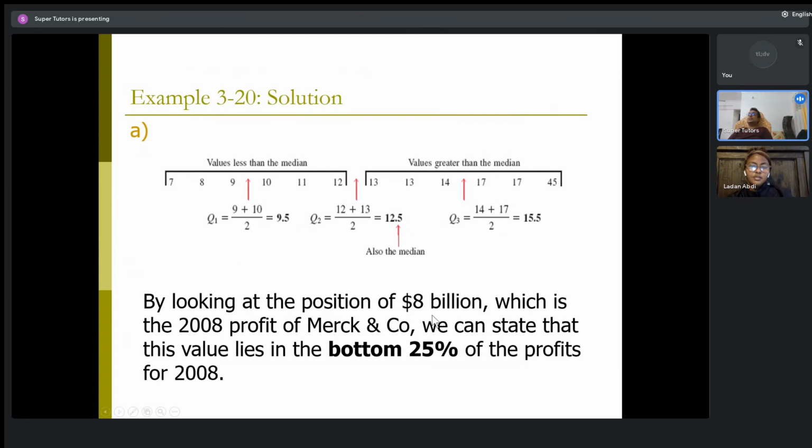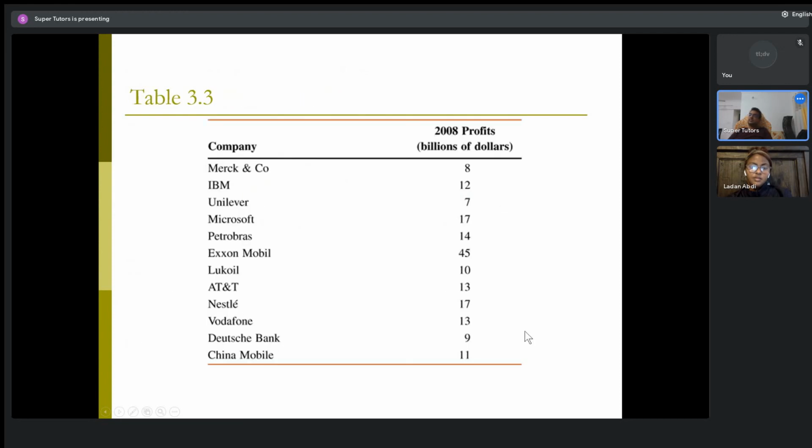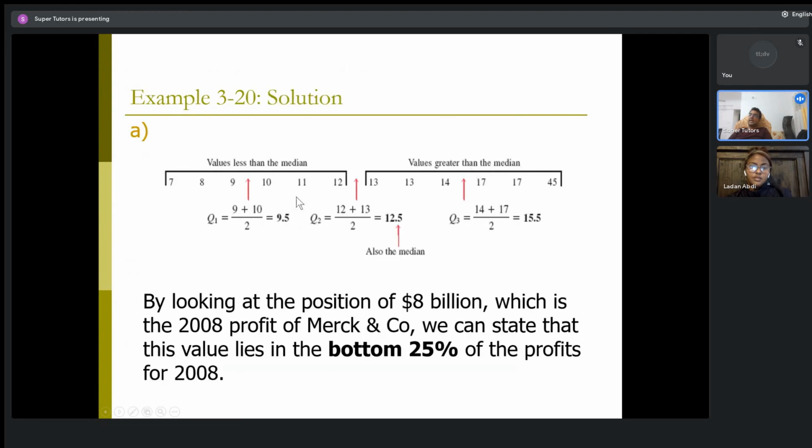So by looking at the position of $8 billion, which is the 2008 profits of Merck and Co., we can state that this value lies in the bottom 25% of the profits. So Merck and Co is 8. So 8 is below 9.5. Yes, because if you notice, Q1, Q2, and Q3 are arranged in increasing order always because these are the medians for a ranked data set.